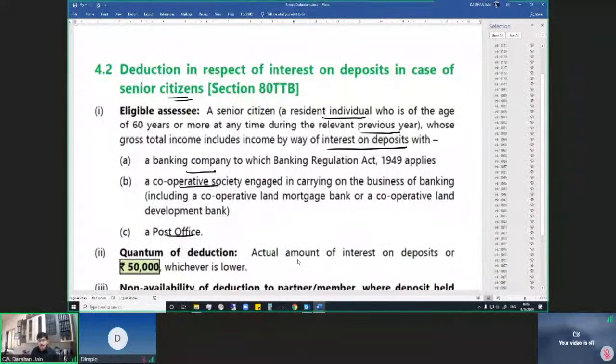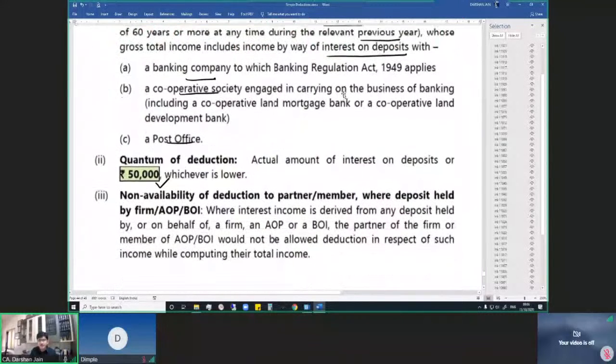The quantum of deduction, however, is increased from 10,000 to 50,000 over a year. The amount of deduction on interest on deposit would be 50,000.